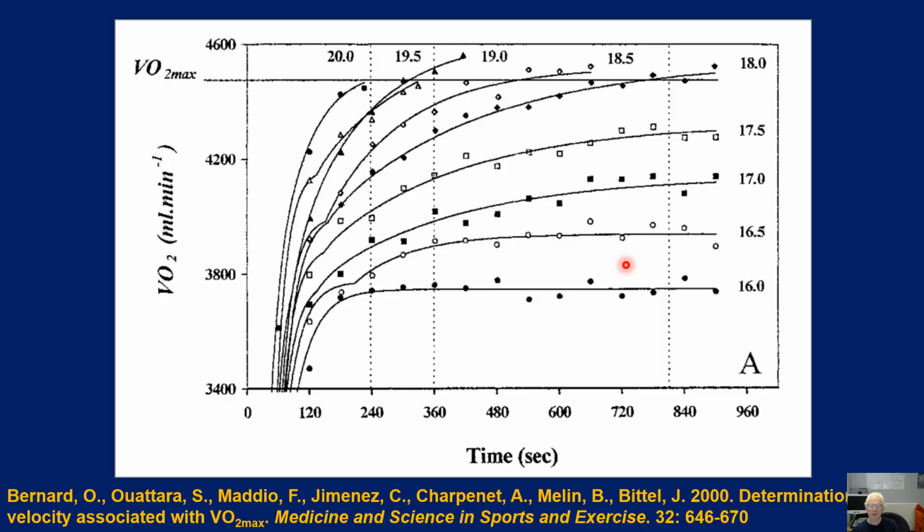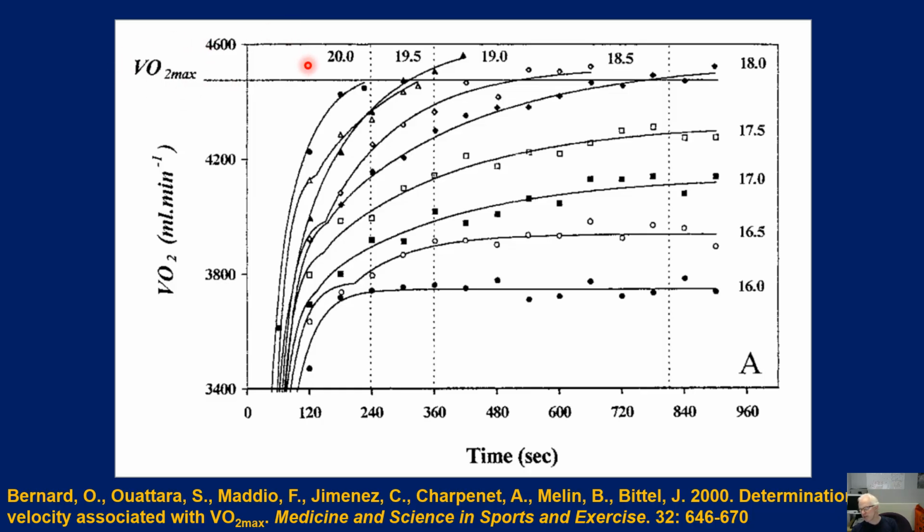But notice what happens when we go up to 18, 18 and a half, 19, 19 and a half kilometers an hour, and even at 20. There's a higher oxygen cost because these are faster running speeds. But notice that neither the traditional steady state that we see at 16, nor this alternate steady state that we see from 16 and a half to 17 and a half, occurs. In fact, VO2 rises inexorably. It carries on rising until we hit the point of volitional exhaustion, which is VO2 max.